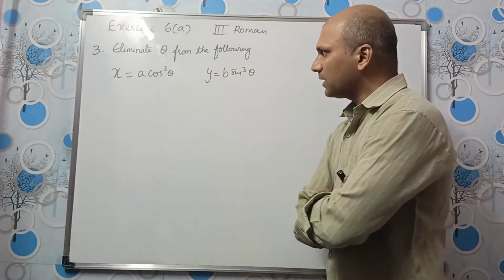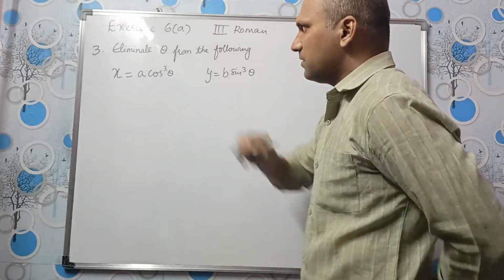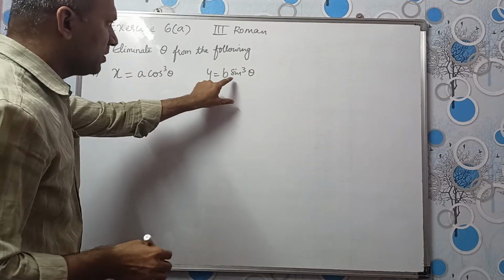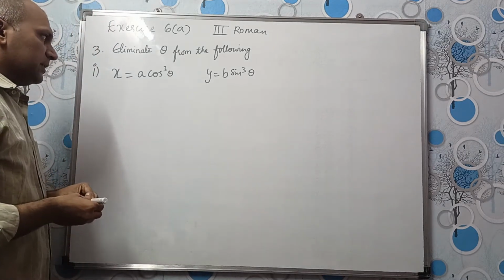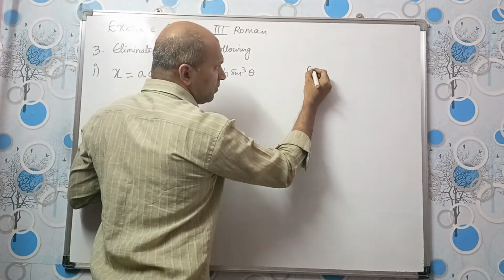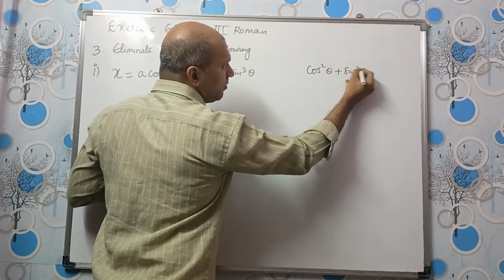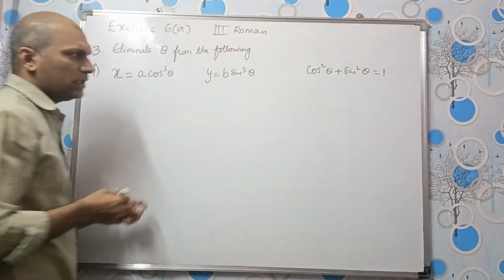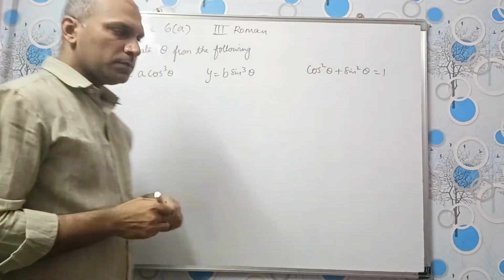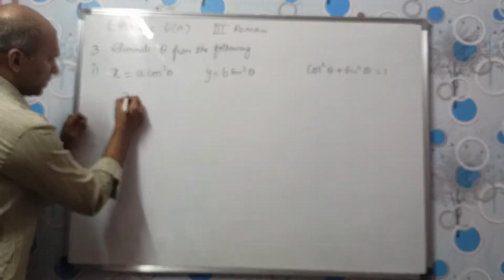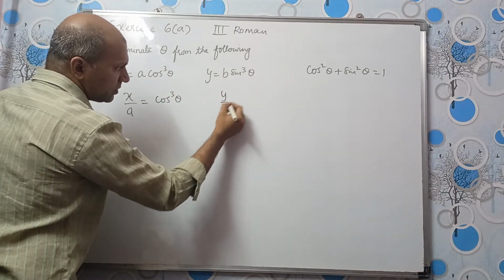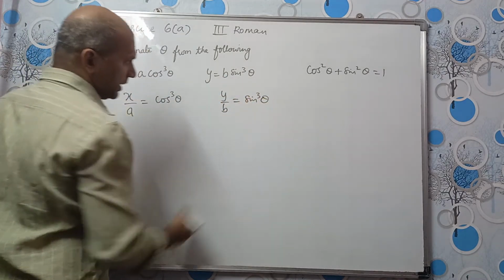Eliminating theta. Okay, see, eliminate theta from this. This is the first bit. X is equal to a cos cube theta, y is b sin cube theta. Alright, so how can we eliminate this theta? Now see, we know cos square theta plus sin square theta is equal to 1. Okay, now to write this in this form, what should we do? We should send a on the other side, so this will become x by a, equal to cos cube theta. Let us send b on the other side, so y by b will become sin cube theta.